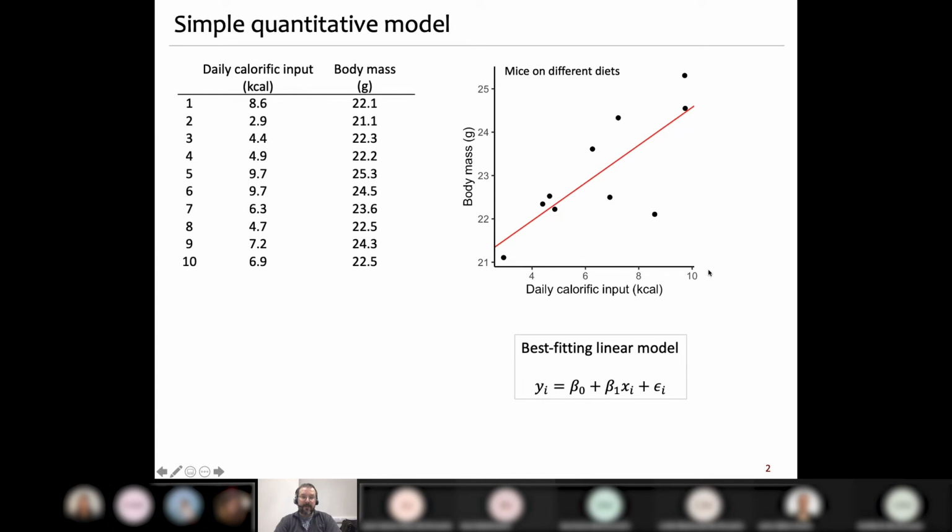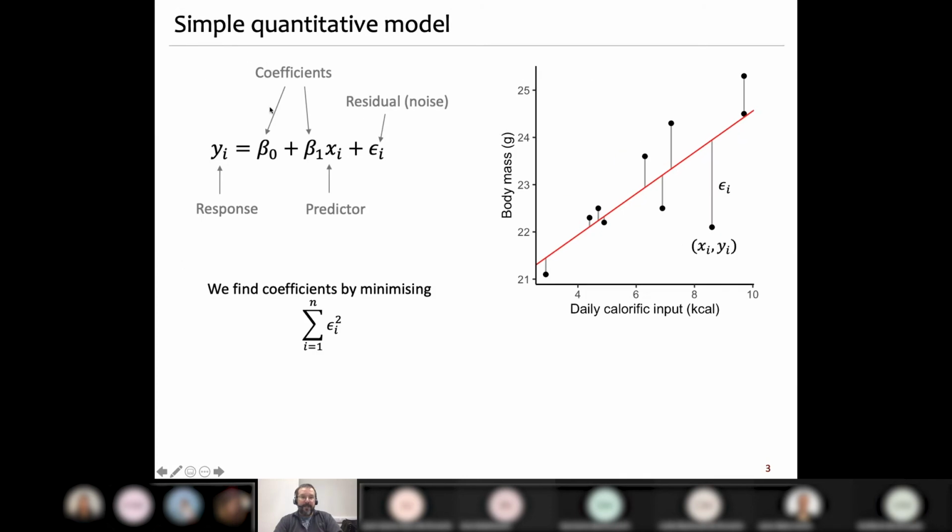You can make this scatter plot, and you can then fit a straight line through your data according to this model. The model is written like this, where response y depends on the predictor x. These are the terms we are going to use, predictor and response. Beta naught and beta 1 are coefficients of the fit. In this particular case, beta naught is the intercept, beta 1 is the slope. And at the end, we have a residual term, a noise term.